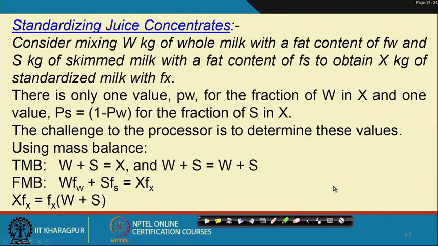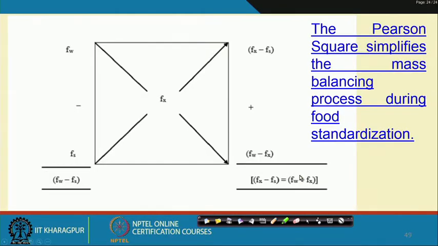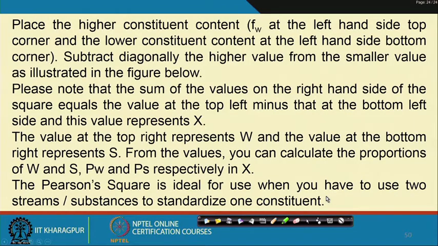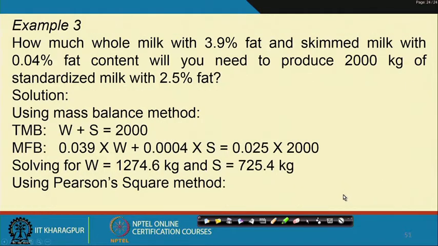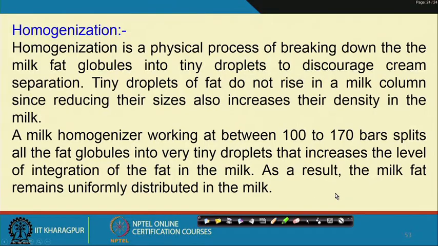This is one such way you can do the standardization, and that is simply by mass balance. By doing mass balance you can also do this, and using the Pearson square, which we have already said earlier. This is a more elaborate example of how the Pearson square is used. Some examples we have dealt with, and these examples you can also work out using the Pearson square technique, right.